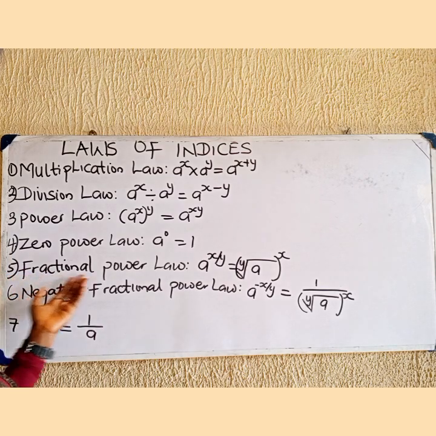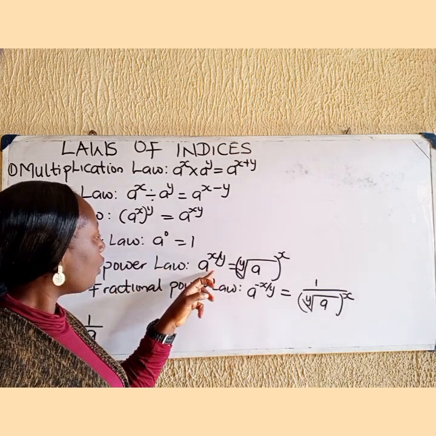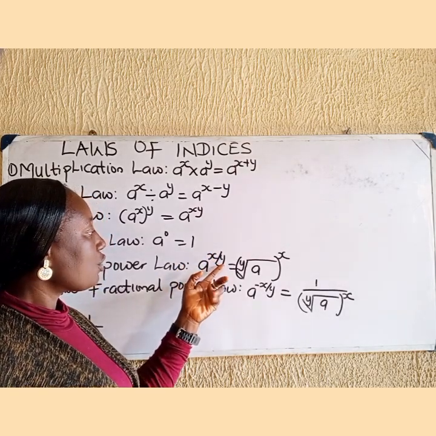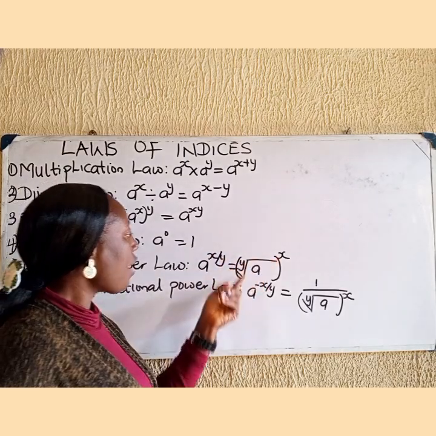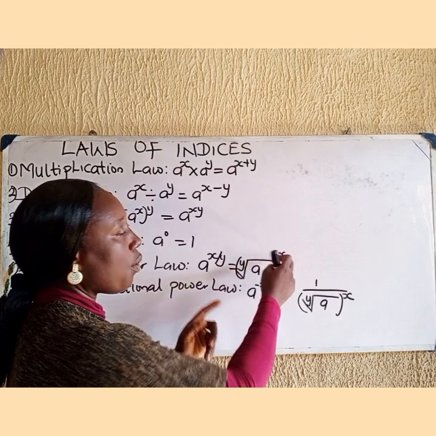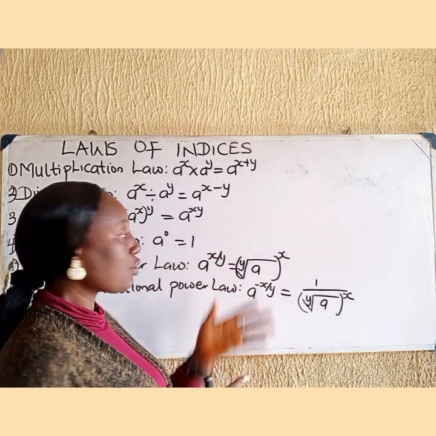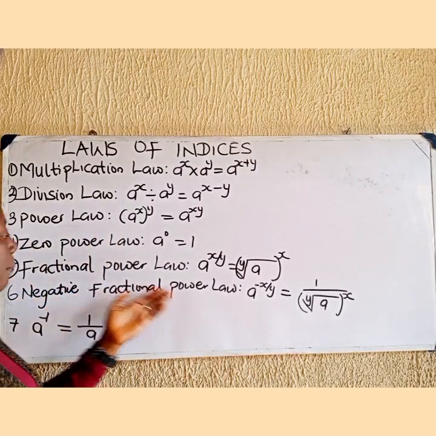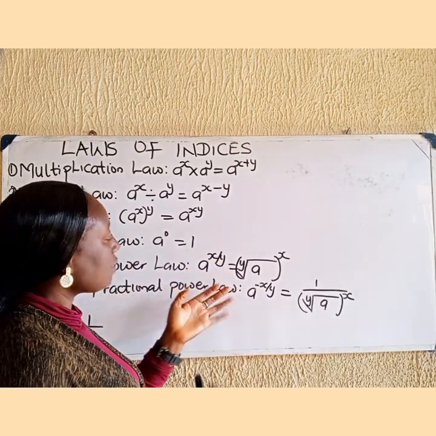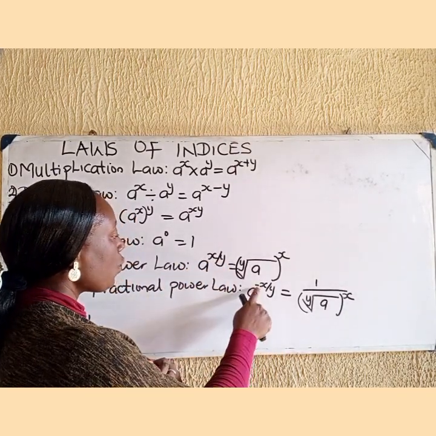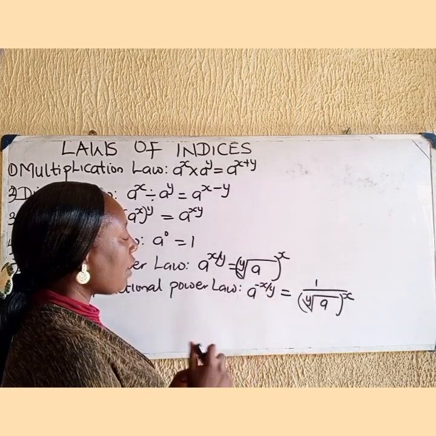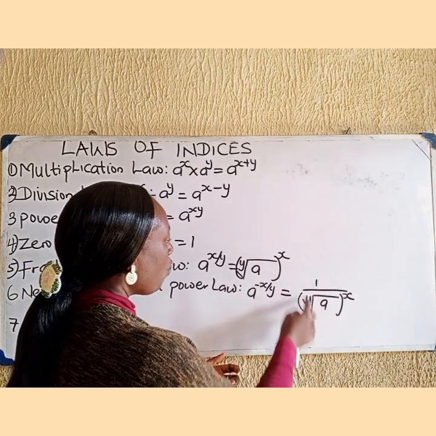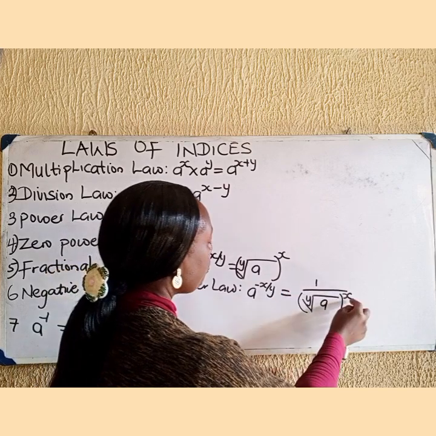Now, the fifth one, the fractional power law. Look at this one. When you have a raised to power x over y, this can be written as the y-th root of a, all raised to power x. We are going to see examples on each of these laws. Now the sixth one, the negative fractional power law. This and this are almost the same. The only difference is that here we have minus x over y. So when you have minus here, it's 1 over the y-th root of a, all raised to power x.